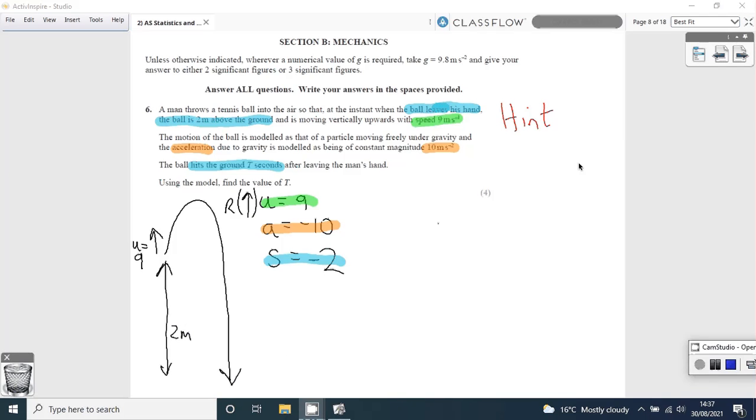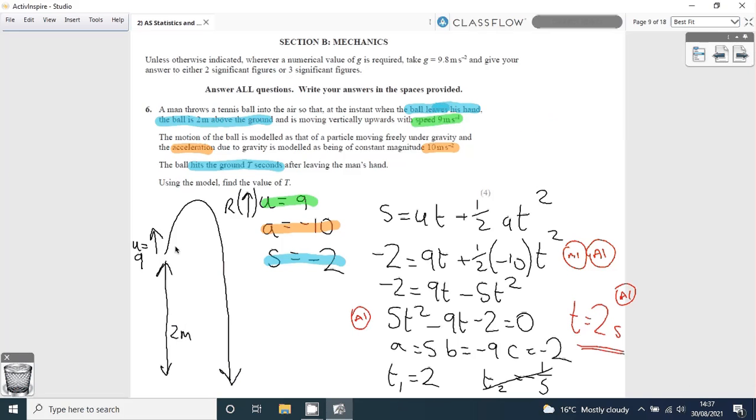So the solution for question 6. As I described in the hint, we're resolving upwards. Our initial speed is 9. Our acceleration is minus 10. And the displacement is minus 2, which is 2 below where we're starting from.